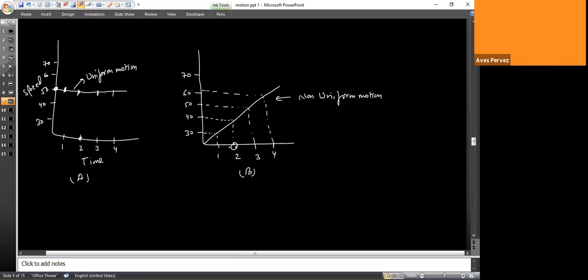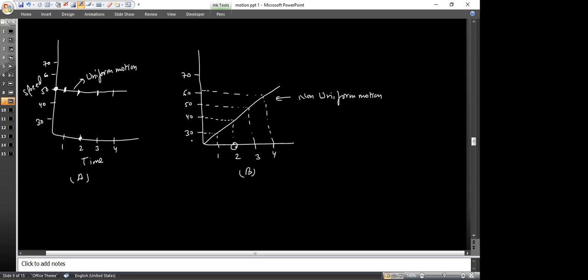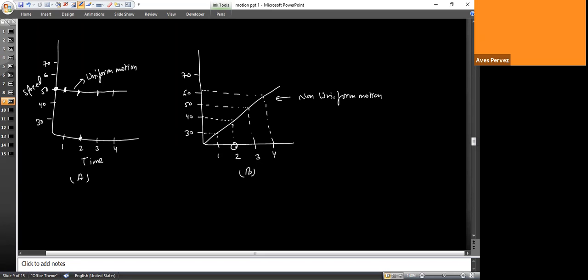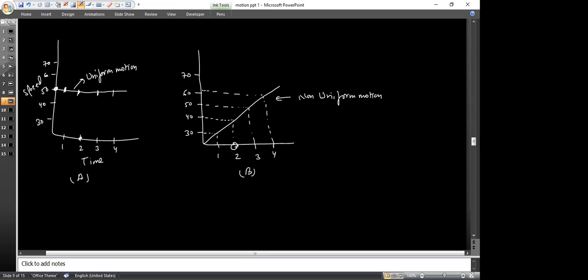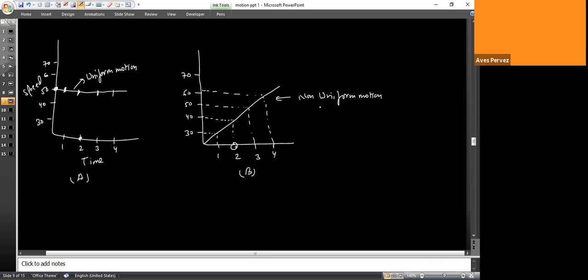At one second it is 30, another second it takes 40, so there's no constant speed. Since the speed is not constant, we will consider it as non-uniform motion. Let me take another graph. It is a distance-time graph.